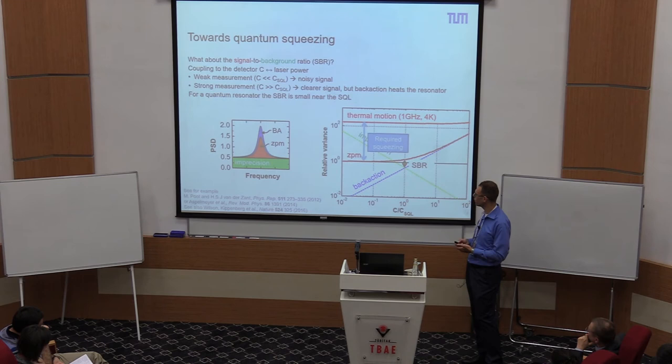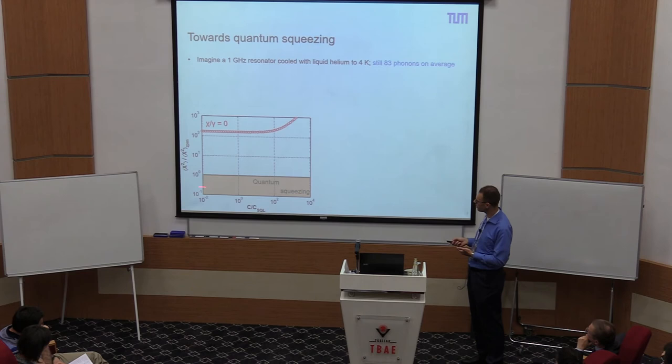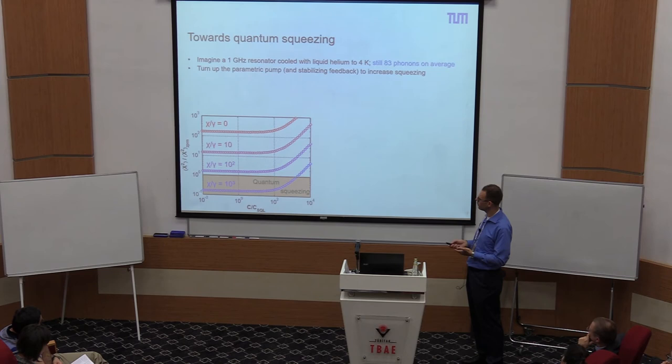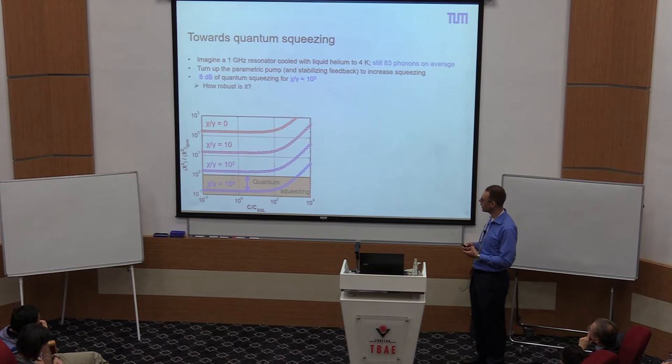So here we see now a very similar plot, the amount of coupling to our detector, how far we have to go down. This is where we would reach quantum squeezing. This is without any pumping, and then you can see this is the curve that we get. If we now turn on the parametric pump, and of course also the stabilizing feedback, then we're going to increase the squeezing, and you see we go down, down, down. So by now having a pump strength of about 1,000 times the line width, we would, for this resonator, be in the quantum state. So here we would really go to about 8 dB of quantum squeezing for this number here. So of course, another question is, well, how robust is it? Is this experimentally feasible or not?